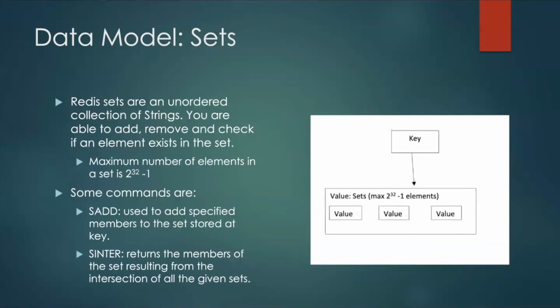Data model: sets. Redis sets are an unordered collection of strings. You are able to add, remove, and check if an element exists in the set. The maximum number of elements in a set is 2 raised to the power 32 minus 1 elements. Some commands are sadd and sinter. Sadd is used to add specified members to the set stored at key. Sinter returns the members of the set resulting from the intersection of all given sets.